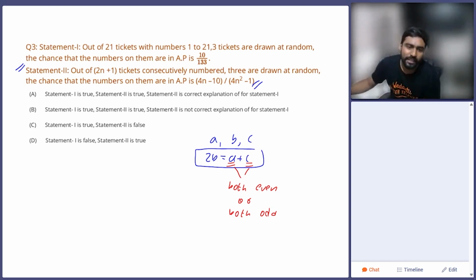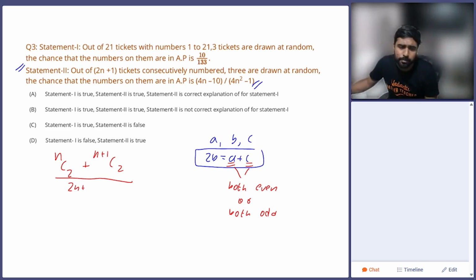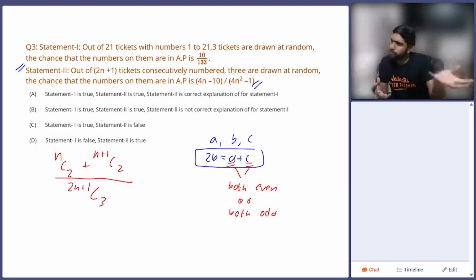So now what will I say? The number of ways of selecting 2 odd numbers. Out of 2n plus 1, can I say that there are a total of n even numbers and n plus 1 odd numbers, because you start from 1, right? So selecting 2 even numbers would be nC2, selecting 2 odd numbers would be (n plus 1)C2. Total number of ways of making the selection, out of the total I'm selecting 3, so that's (2n plus 1)C3.